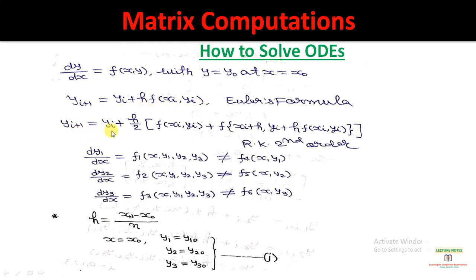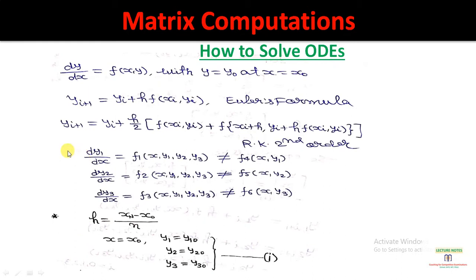And third is the second order Runge-Kutta method. Okay, where h = (xn - x0)/n: xn is the last value of x minus the initial value of x, divided by the number of values of x. So this will give the value of h.